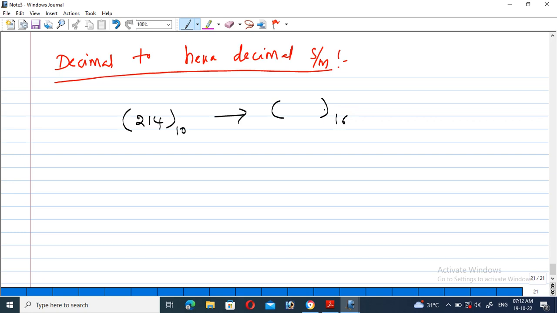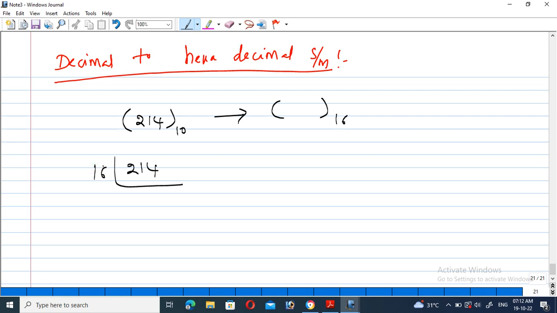ఇలా 16 మెన్షన్ చేస్తుంటే hexadecimal convert చేయాలి. So let us see what is the scenario. 214, so that can be converted. ఏ number system కి అయితే convert చేసినామో you have to take the corresponding base of the number system. ఇక్కడ మనం hexadecimal కాబట్టి radix of the number system is equal to 16.